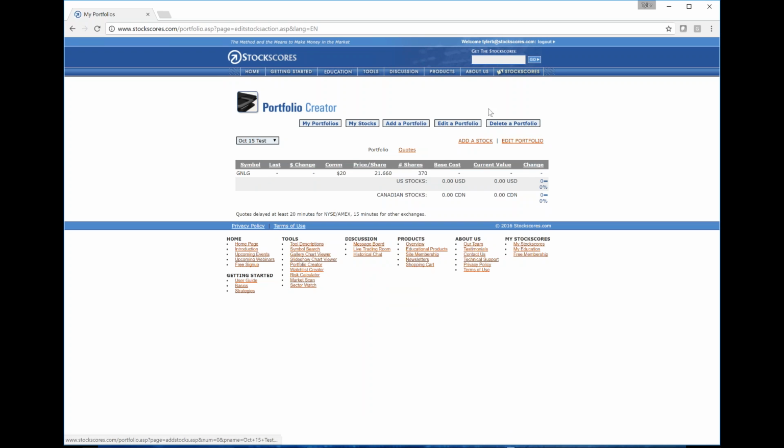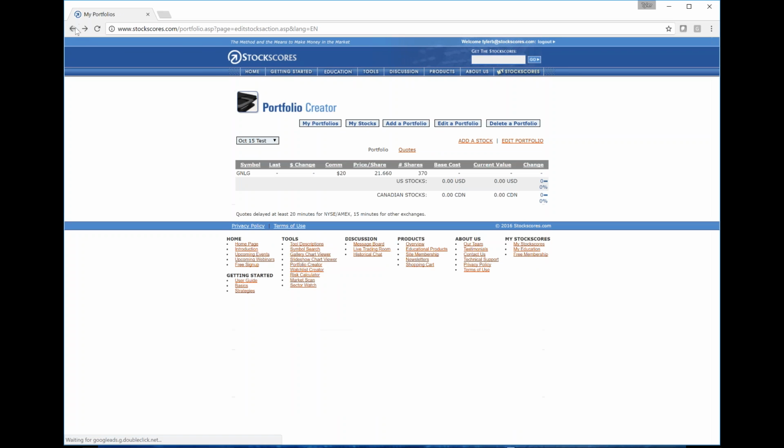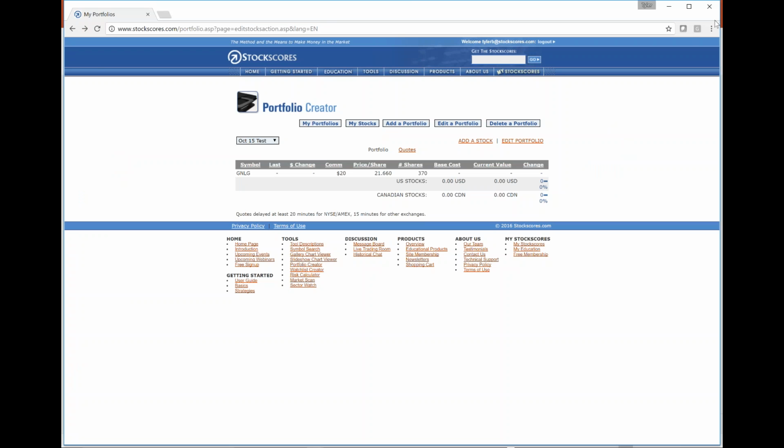Did I get the wrong symbol? I might have. GNLG. Oops. The GMLG, wasn't it? Now I can't even remember what the stock was that I was looking at. Someone help me out. What was the stock that I was looking at? I've got a great memory, but it's short. Just checking here. GMLP. Thank you, guys.